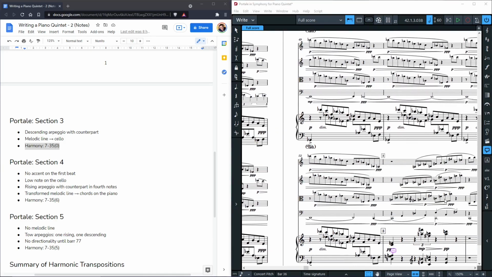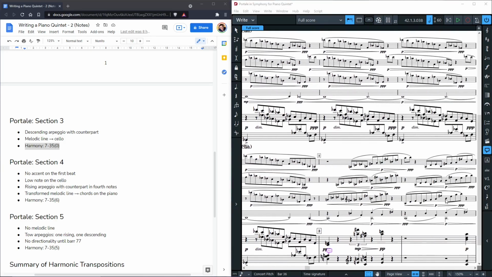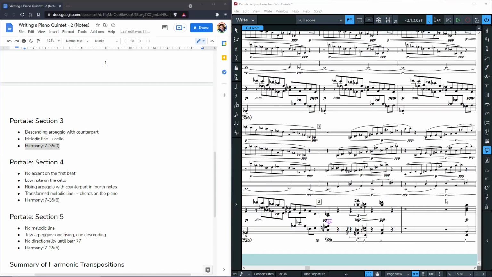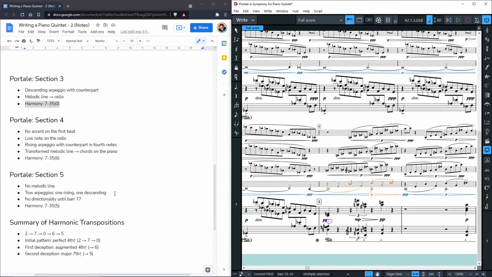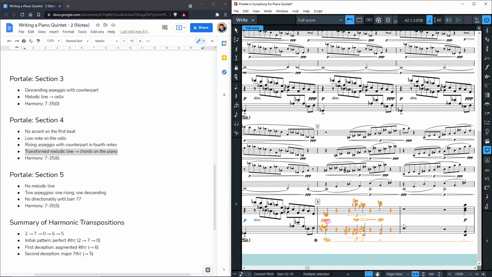Now we come to the fourth section. Here, for the first time, there is no accented downbeat, and the low note is played by the cello instead of the piano. The arpeggios rise again, and their counterpart is now on fourth notes, also on the cello. The melodic line undergoes a great transformation. It's no longer a single line, but a succession of chords on the piano, and since the pitches cannot be sustained by the instrument, the progression requires our memory to be established. But trust me, we are all very good at it.